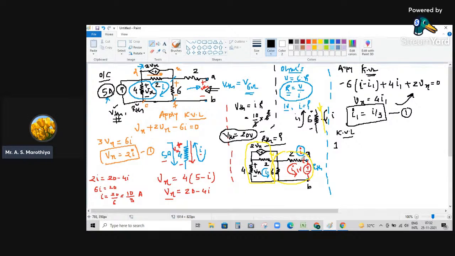And then when we are moving through this, it is going to be minus 2 times I, and then minus 6 times (I minus I1). This is going to be equal to 0. This is very important. I hope this point is clear to everyone. This is very, very important.